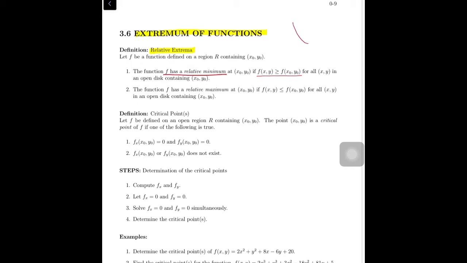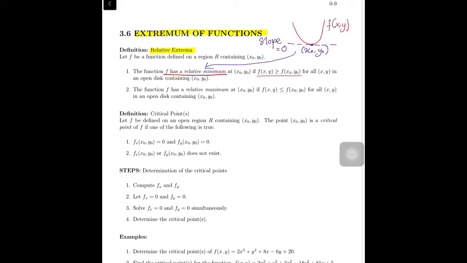We represent definition number 1 as this graph. We have a curve like this. We have f(x,y). And then we have a point at the bottom of this f(x,y) called x naught, y naught. And we know that this point has zero slope. Therefore, x naught, y naught can be considered as a relative minimum.